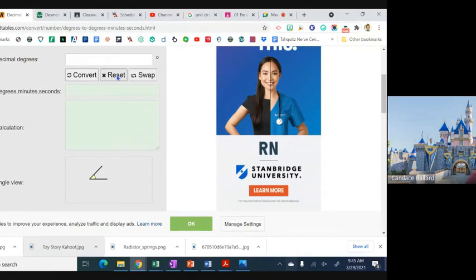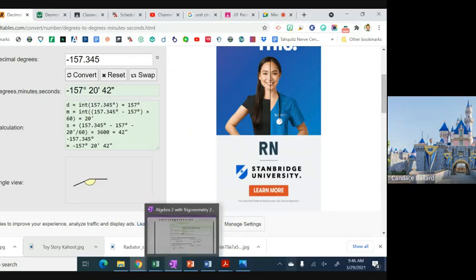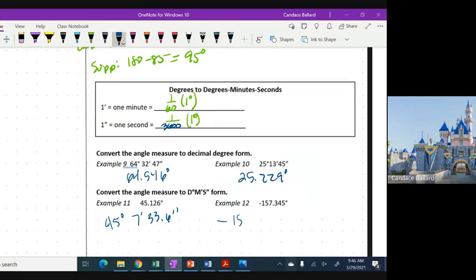Okay, so we've got the next one. Let's see if it does a negative. I didn't try it out with a negative. So negative 157.345. I'm gonna hit convert. Oh, it did do it. Negative 157 degrees, 20 minutes, 42 seconds.